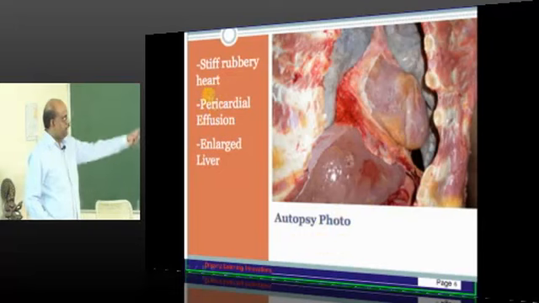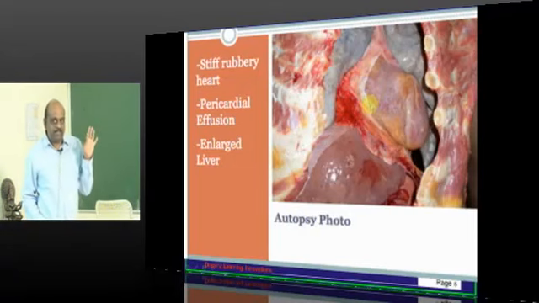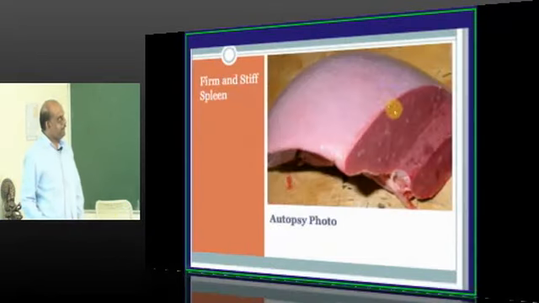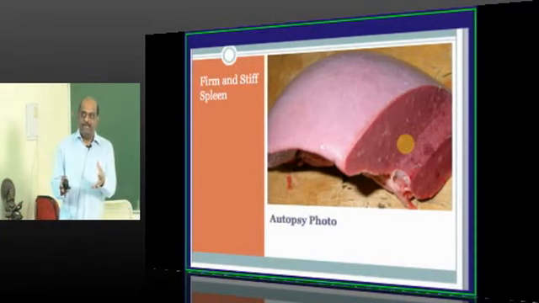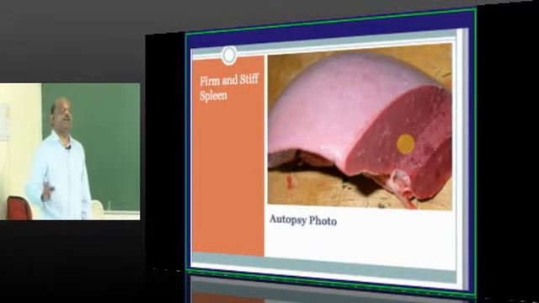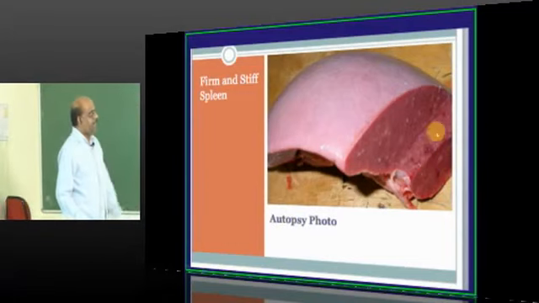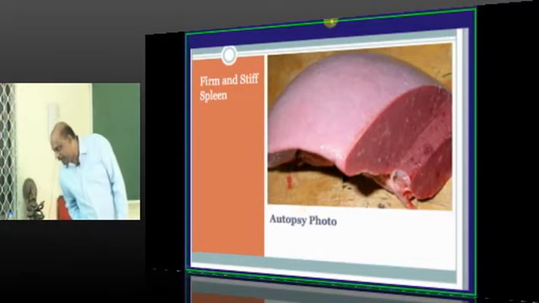I'll come to that. Typically, we have on autopsy a stiff rubbery heart. Heart means primary. Agree? Then the heart tissue is stained with Congo red, in which you are able to see the amyloid deposition. This is the firm and stiff spleen in case of amyloidosis. What is this spleen called, doctor? Sago spleen. Sago spleen is the name given for this kind of spleen in case of amyloidosis, is what you need to remember.